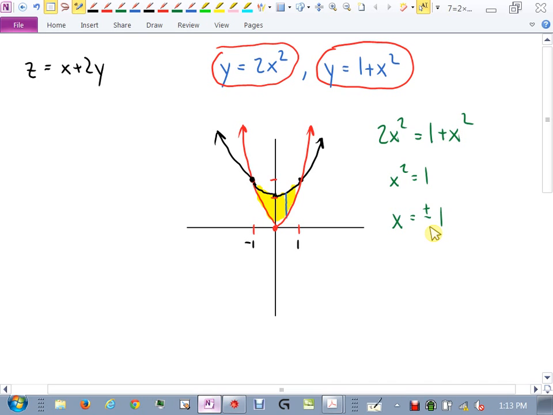Okay, so I think now I need to label these graphs, these parabolas. One of them needs to be my G1, one of them needs to be my G2. So the G2 should be the one on top, the G1 should be the one on the bottom. So which is this one right here? G1 of x, right? And which one was that? 2x squared, right? And then my G2 will be this one. G2 of x is 1 plus x squared.